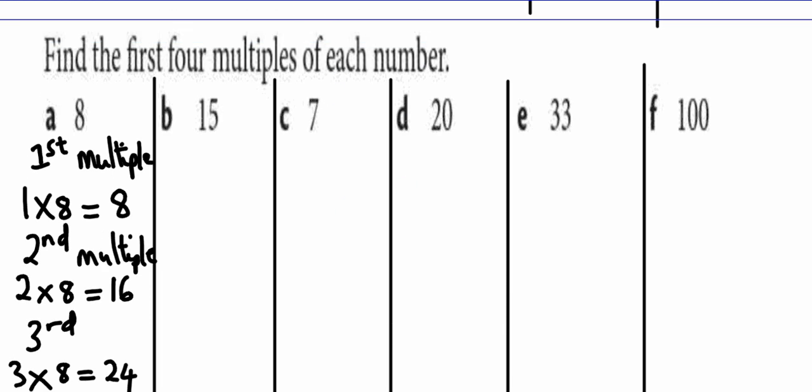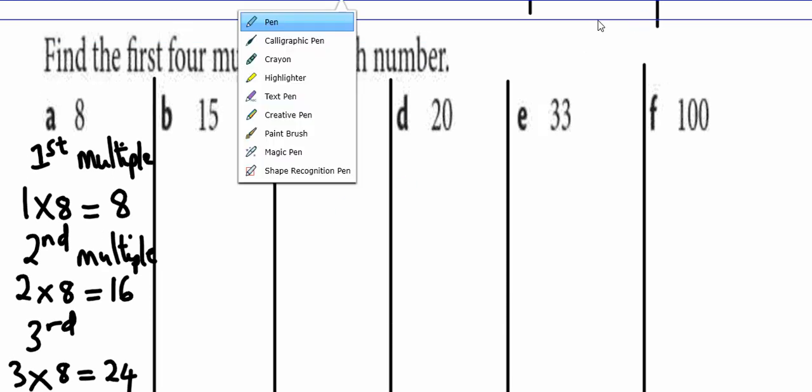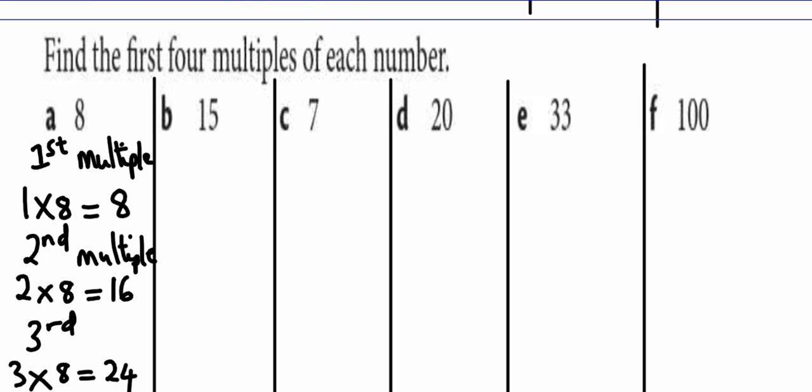Maybe let me try to mix the methods. I don't know if you'll be confused, but let me start with the concept of multiplication. If you are looking for the multiples of any number and you want to move with the concept of multiplication, this will be your method. If I'm looking for the first multiple of 15, I take 1 times 15, I get 15. So the first multiple of 15 is the number itself.